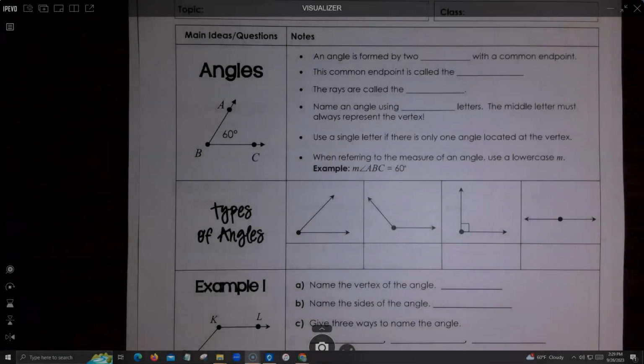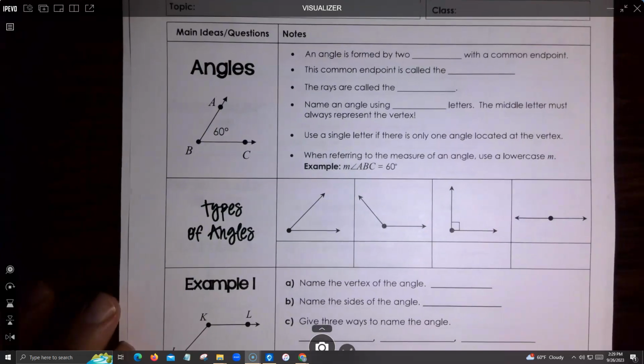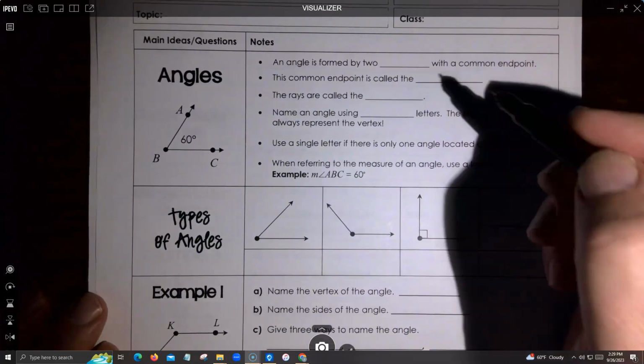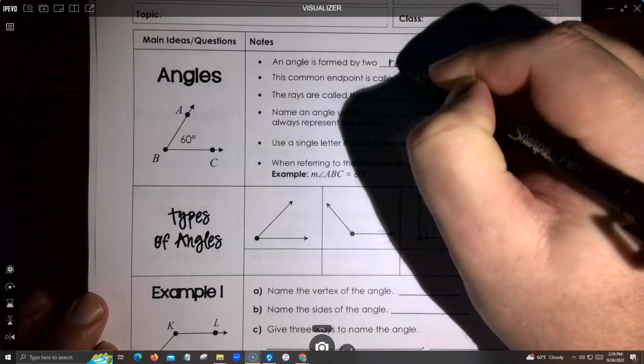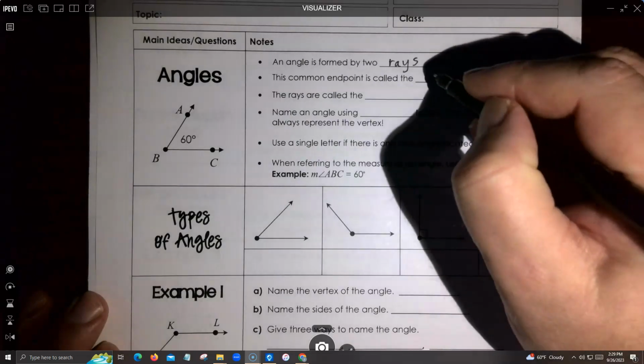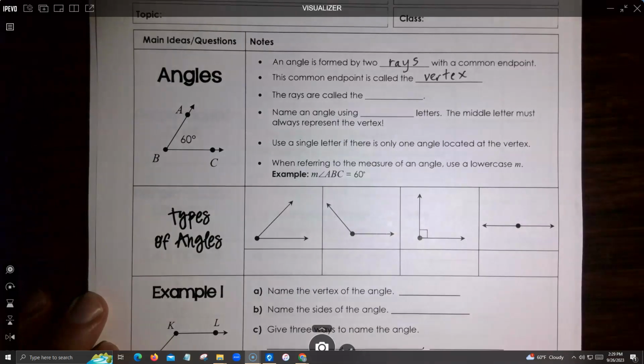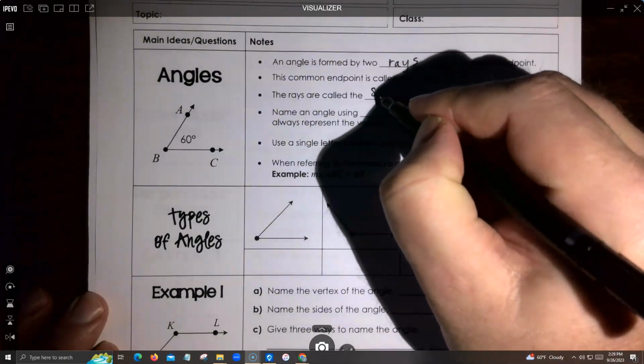Okay, today's lesson is on angles and naming angles. So let's start. An angle is formed by two rays with a common endpoint. This common endpoint is called the vertex. The rays are called the sides.